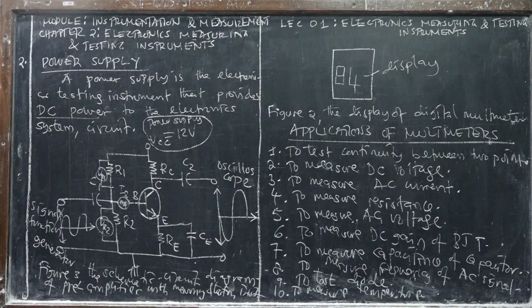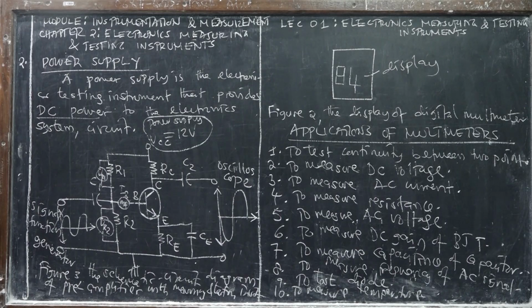DC power, but its input is AC. It's just like your mobile charger. It receives AC and gives out DC. Why does it give DC? Because most electronic circuits use DC power. However, sometimes we have AC power supply, but it's not common. Yeah, which takes input AC and outputs DC.